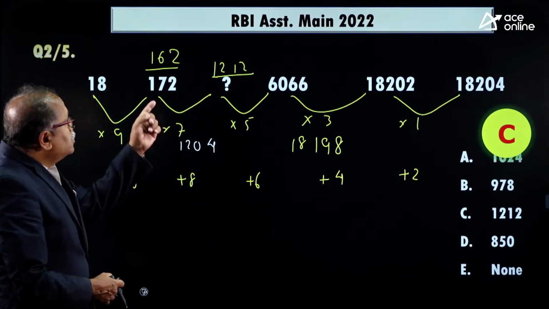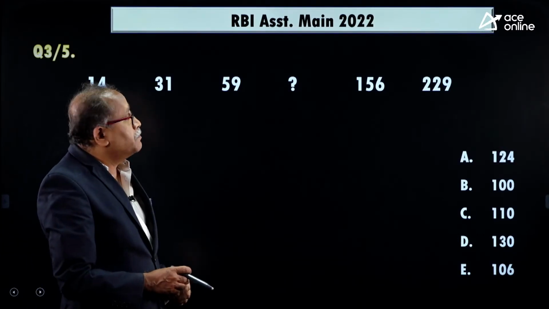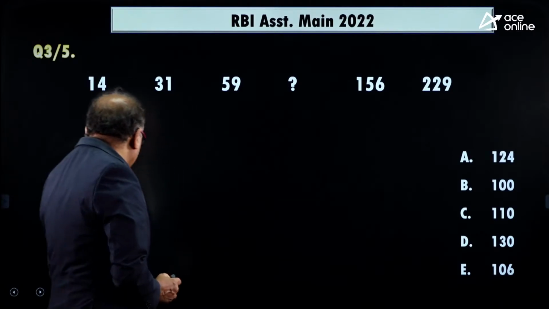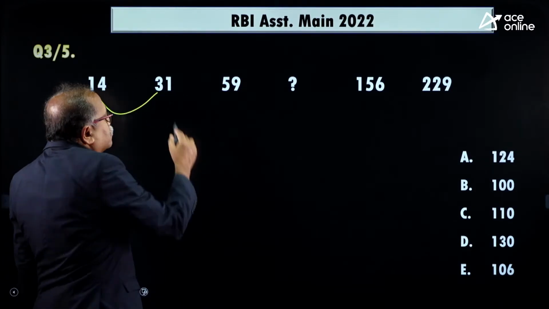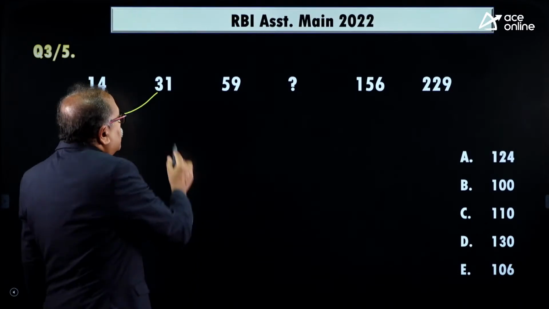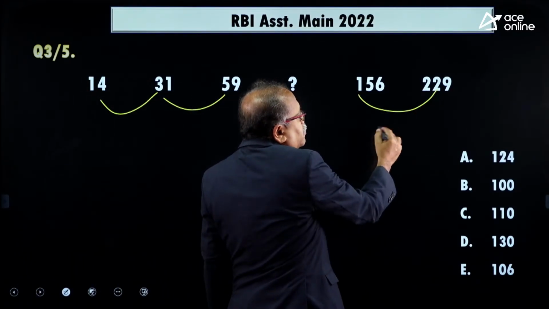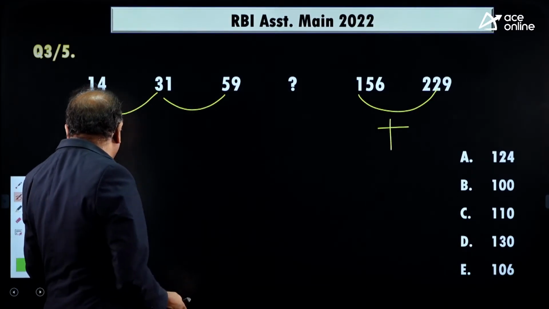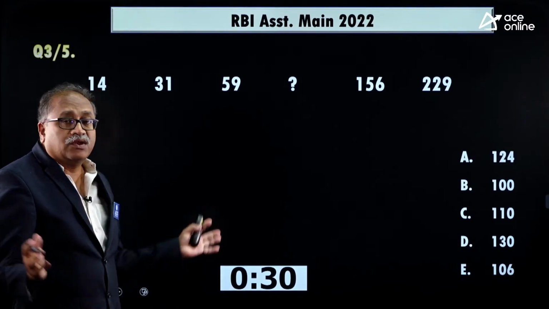You can see that all the questions I picked up are from the very recent RBI Assistant Main 2022. The next question on your board is this. So, let us look at the logic over here. From here to here it could be multiplication or addition, and from here to here I am clear that it is an addition. So, I will answer this question first with the addition based. Your 30 seconds starts now.